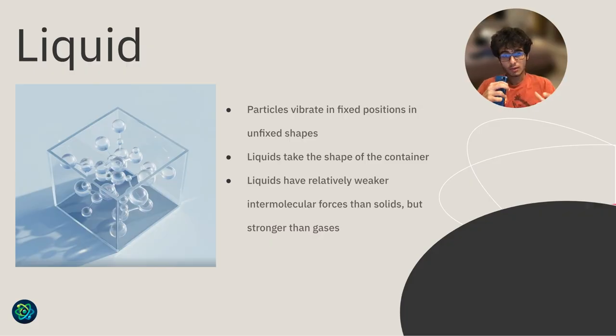Then we have liquid. Particles vibrate in fixed positions in unfixed shapes. Liquids take the shape of the container and have relatively weaker intermolecular forces than solids, but they're stronger than gases. While in a solid, the intermolecular forces between those molecules are so strong that they can't even move, they just vibrate in a fixed position. A liquid is kind of in between a solid and a gas, where the intermolecular forces are just enough to keep them together, but not enough to stop them from flowing freely, which is why in a liquid, particles are going to fill the shape of a container, right?